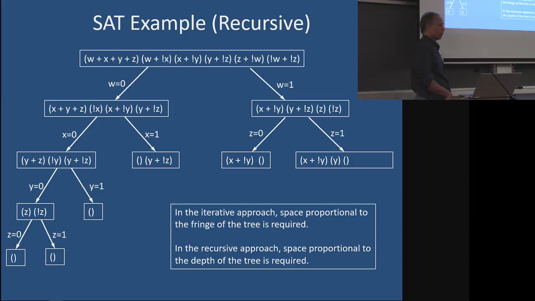So in the iterative approach, the amount of space you need is proportional to the fringe of the tree, the leaves of the tree. In the recursive approach, it's the depth of the tree. And clearly, the depth of the tree is going to be the number of variables at most. And if you're just talking about a couple hundred variables, that's fine. The fringe could be, at worst case, 2 to that. That's why I have my doubts about iterative.